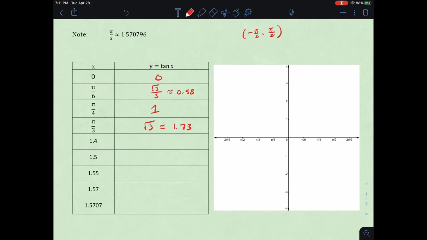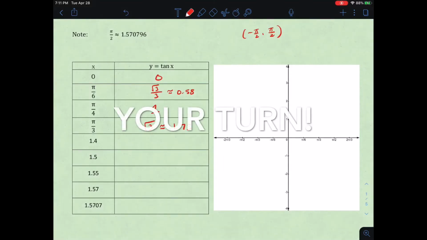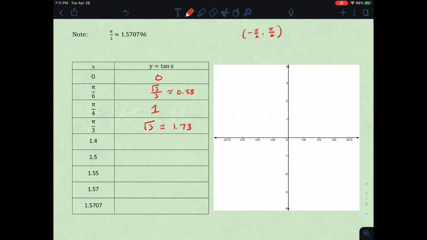I want you guys to get your calculators out and find tangent of these 5 angles here. And if you notice, these angles are getting closer and closer to pi over 2. What we're going to do is take a look at how the tangent function behaves as the values of x are getting closer and closer to pi over 2. So take out your calculators, work these out, and then when you're ready, press play.